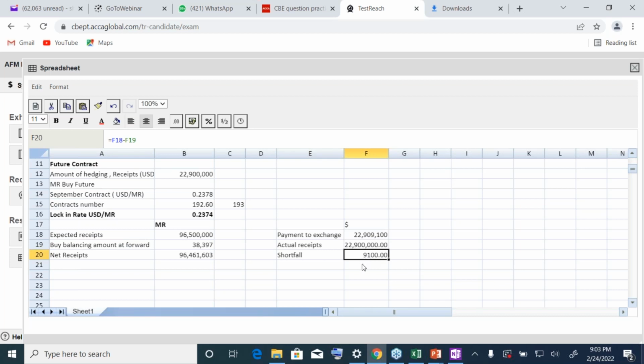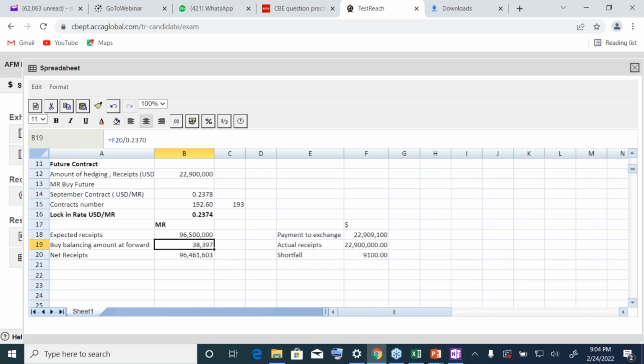So guys, you have to buy this 9100 from the market at the forward. And if you are buying something from the market, you will be dividing with the lower rate. So that's how you are going to solve this. This buying amount is a negative. So that's why I have deducted 38,000 from the 96.5 million. So that's how you will solve.